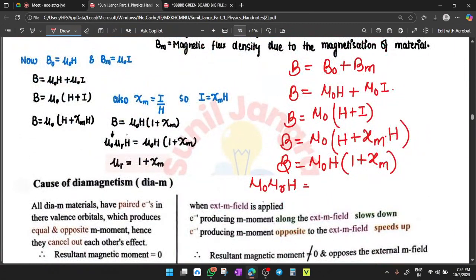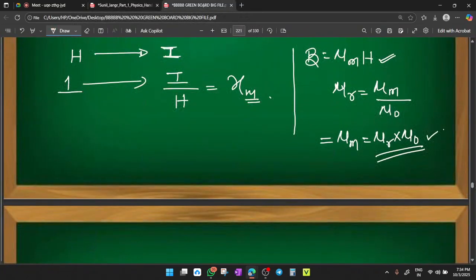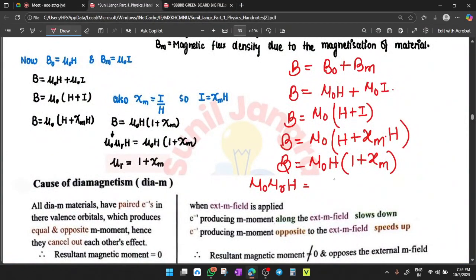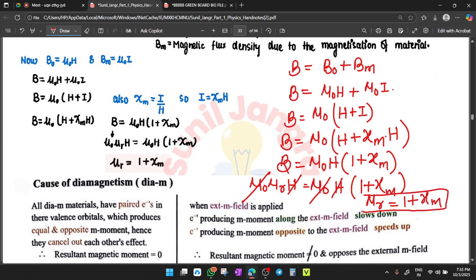So, if you put here the B value, B equals, in the place of mu material, I can place mu r into mu naught into H. So beta, place here the value mu naught mu r H, and here it is mu naught H into 1 plus chi m. Now mu naught cancels, H and H also cancel. So the value of mu r equals 1 plus chi m. Understood? Yes. So this is the relation between relative permeability and magnetic susceptibility.